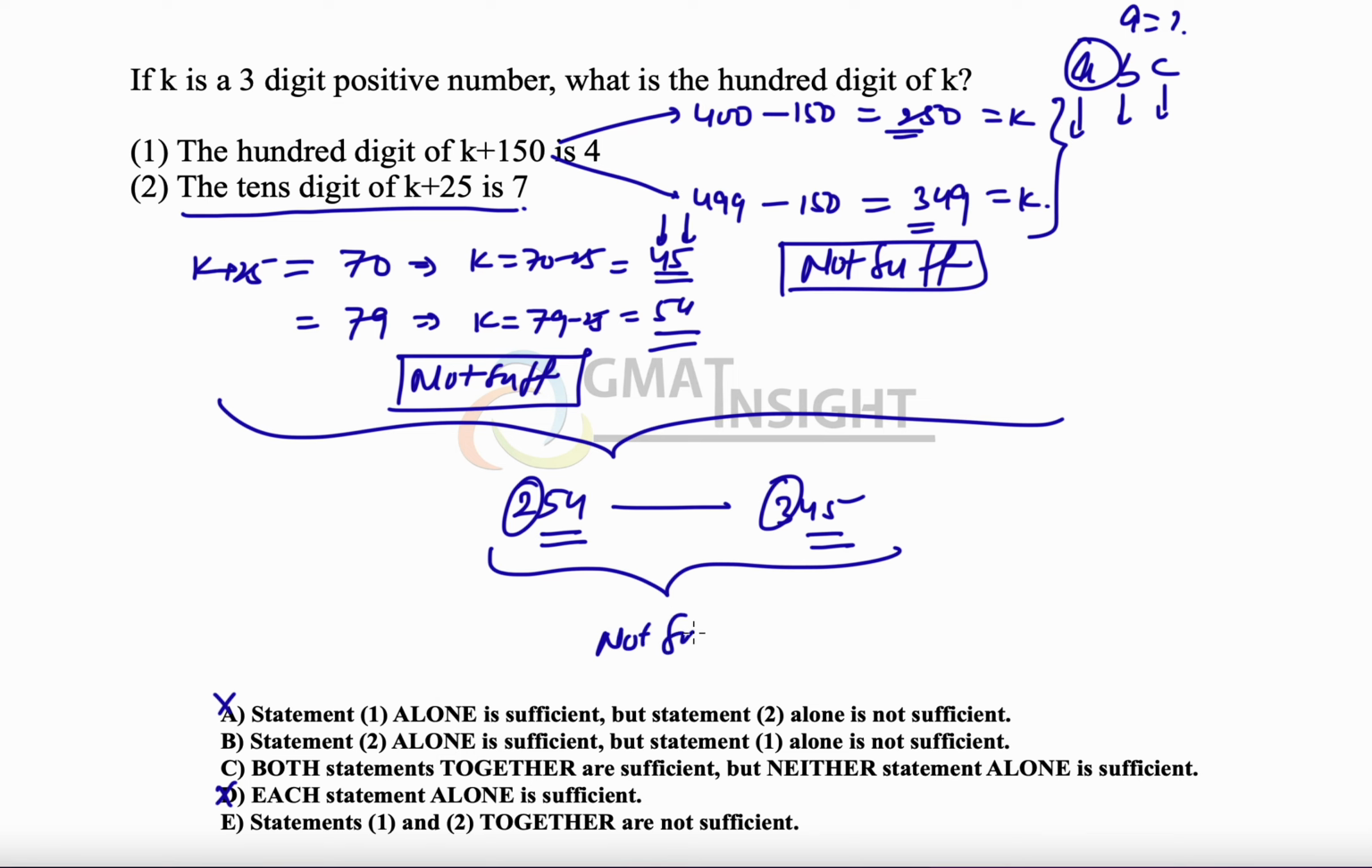Even after combining the two statements, the information is not sufficient, and therefore the answer becomes option E. The statements together are not sufficient.